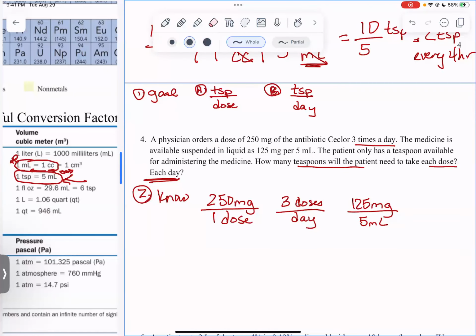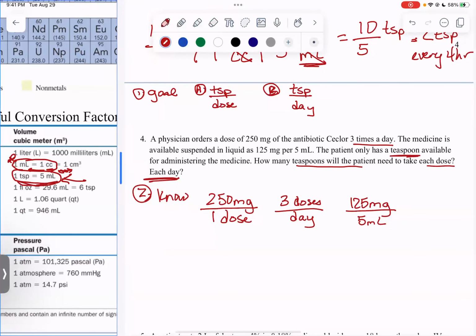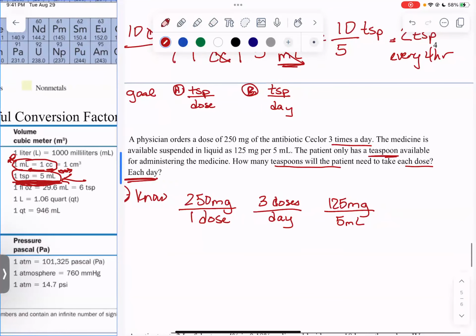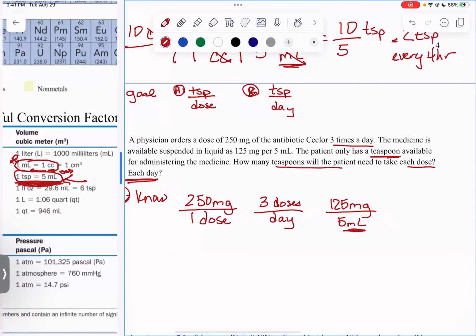The patient only has a teaspoon available. Ooh, okay, so I know I'm going to need something with a teaspoon. And you remember that you had over here on your best friend this relationship between teaspoons and mils. And I know I have mils. Over here, I have milliliters. So I'm probably going to have to use something with milliliters. So I'm guessing that I'm going to need this 1 teaspoon in 5 milliliter relationship.